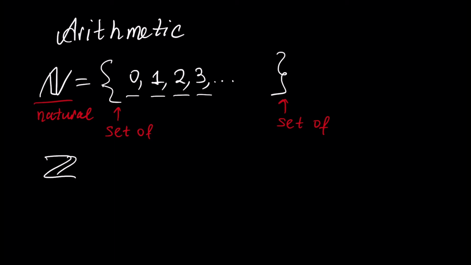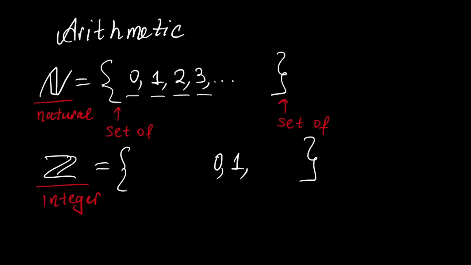Integer numbers, denoted as Z, is the set of numbers. Like natural numbers, it also has 0, 1, 2, 3, and so on, but besides, it also has negative numbers, -1, -2, -3, and so on.